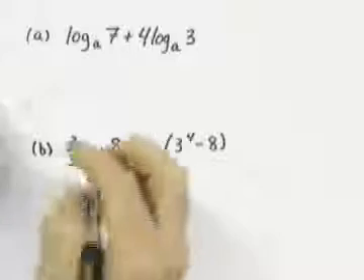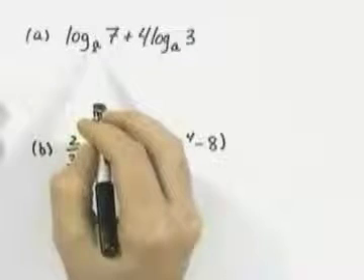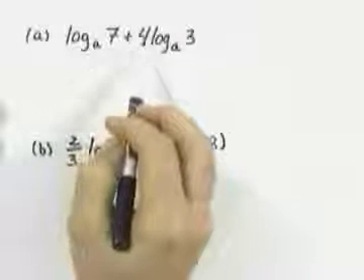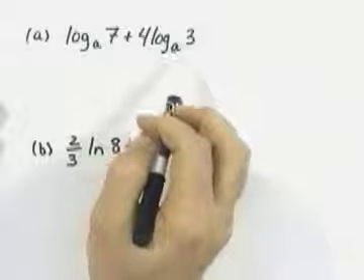In this next example, we're going to reverse the process of the prior examples. In other words, we're going to take the sum or difference of logs and write them as a single log. This is an important skill in solving certain log equations. We start off with log base a of 7 plus 4 times log base a of 3.